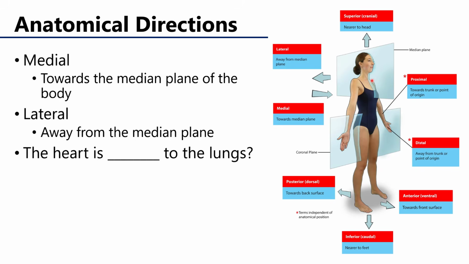Medial versus lateral references the nearness of the structure to the median plane. So if we look right down that median plane, anything near to that plane is medial, anything farther from that plane is lateral. So for instance, the heart is what to the lungs? The heart is medial to the lungs, or the lungs are lateral to the heart.